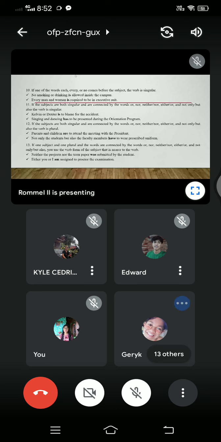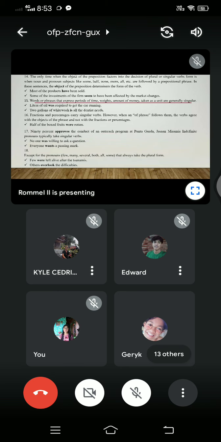Number 13. If one subject is singular and one plural, and they are connected by the words or, nor, neither nor, either or, and not only but also, you use the verb form of the subject that is closer to the verb. For example, neither the projects nor the term paper was submitted by the student. Either you or I am assigned the proctor of examination.